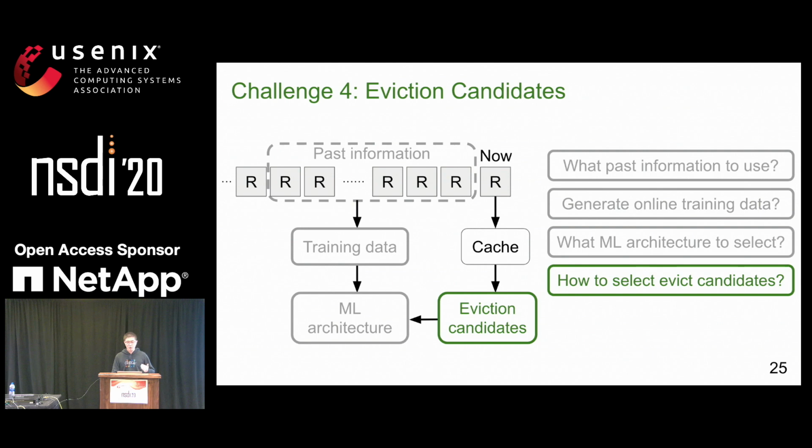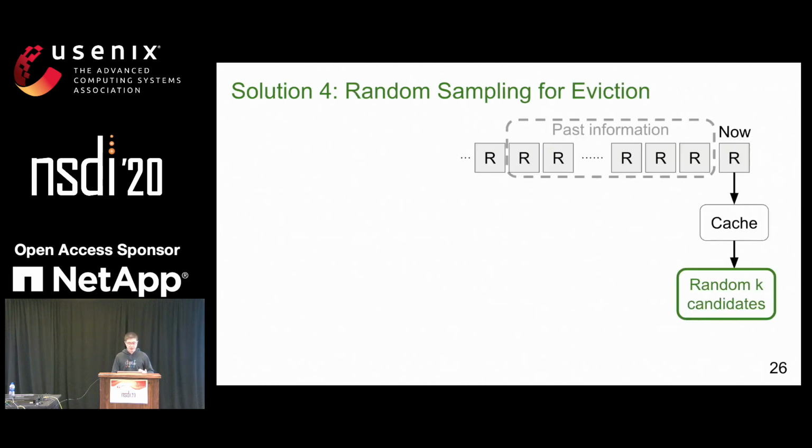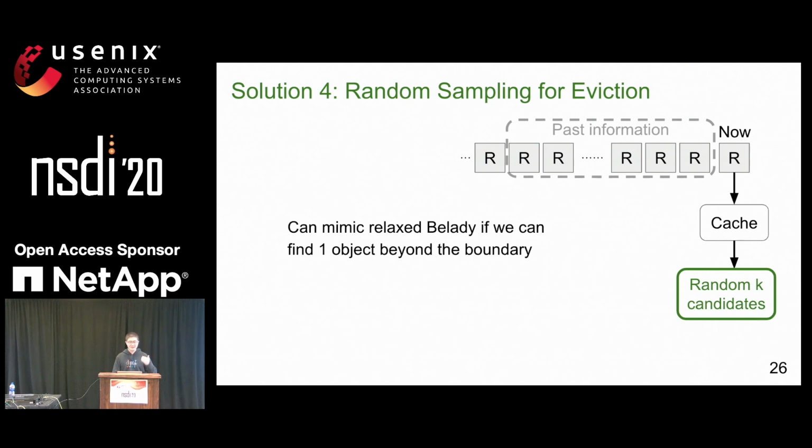Next, how we select eviction candidates. Our solution is we randomly sample K candidates from the cache. And we show that a small sample is sufficient to mimic Relaxed Belady because we only need to find the one object beyond the Belady boundary. And we sample 64 candidates because more does not improve the good decision ratio.